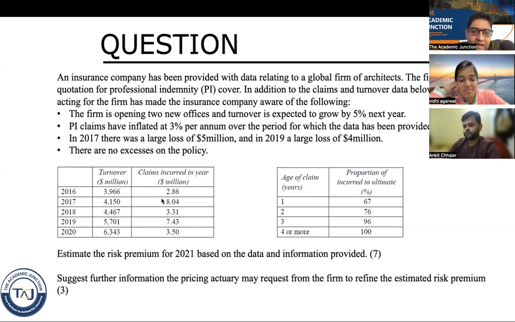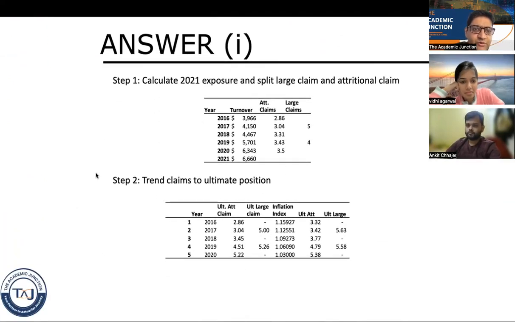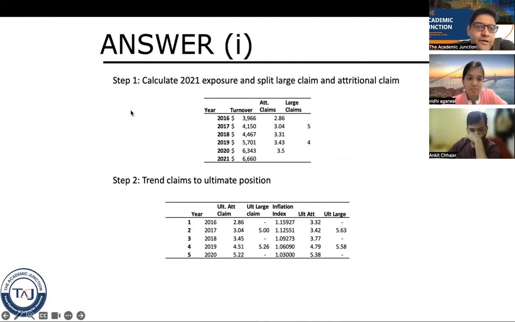So first step, I think everybody got the first step, right? Which is the calculation of the exposure for 2021, which is 6660. You get that by multiplying 6343 by 1.05, or 5%. So that was correct. What everybody also got right was splitting the attritional claims and large claims. They've given large claim data and attritional claims data, and you split it.